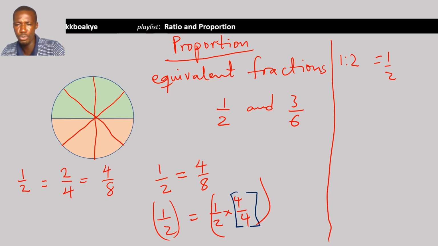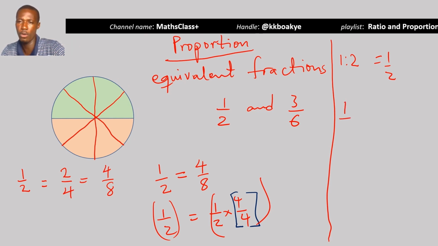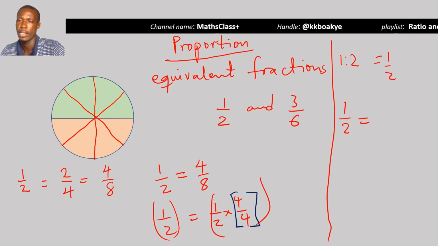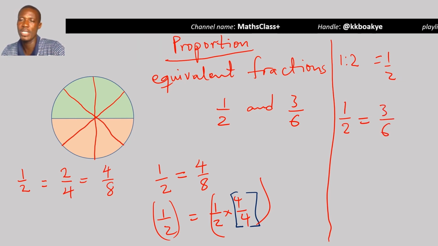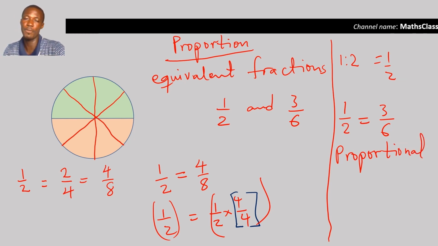So if two ratios are of equal values, we say if two ratios are equal, then the ratio of one equal to the other is called proportion. So if I have 1/2 equal to 3/6, we say these two ratios are proportional. So that is the concept of proportion. Two ratios are proportional when they are equal. That is it.